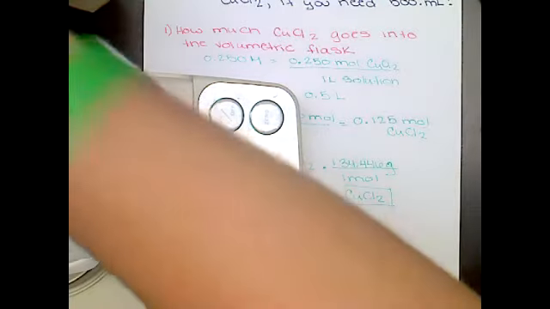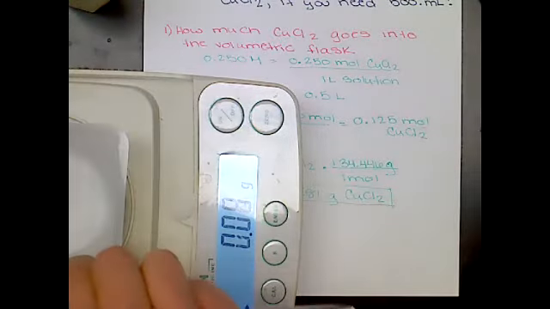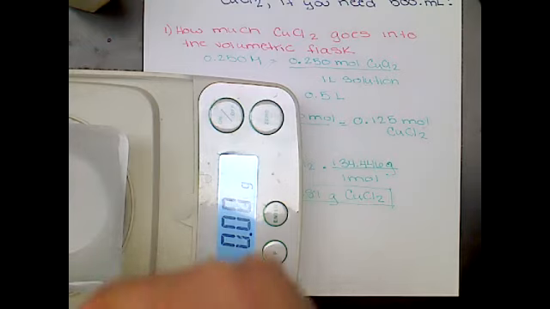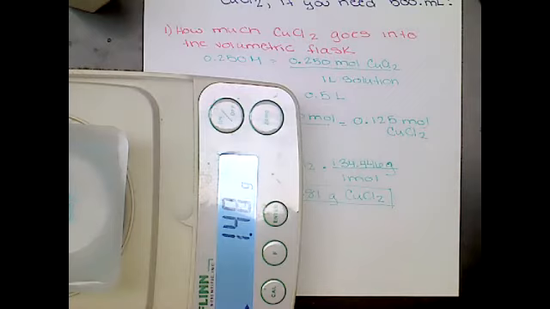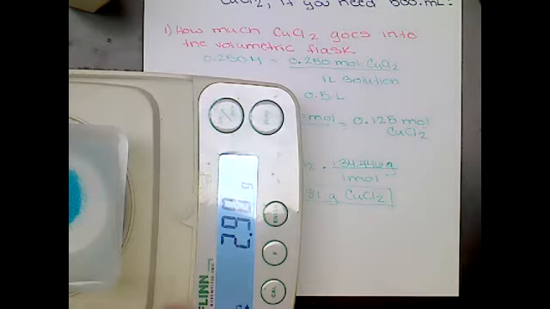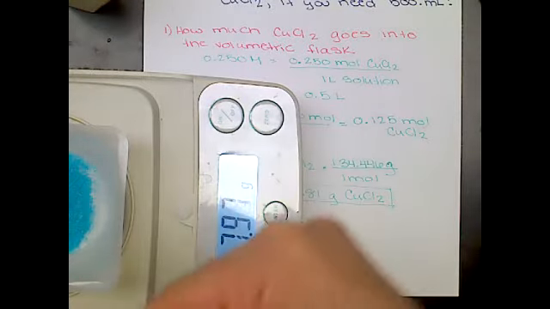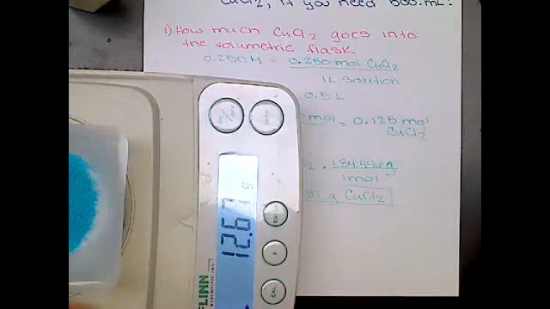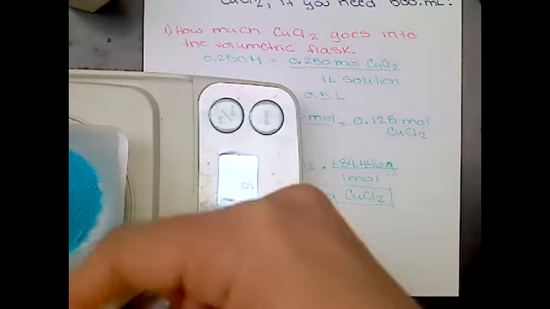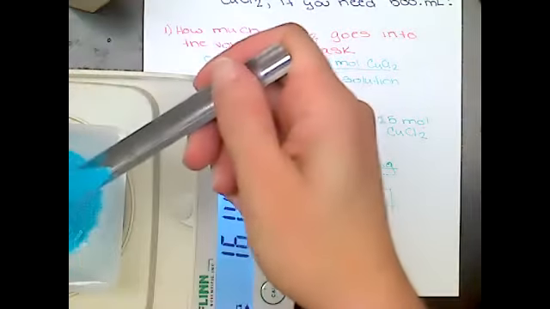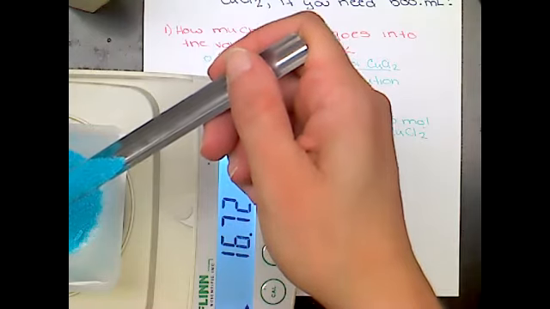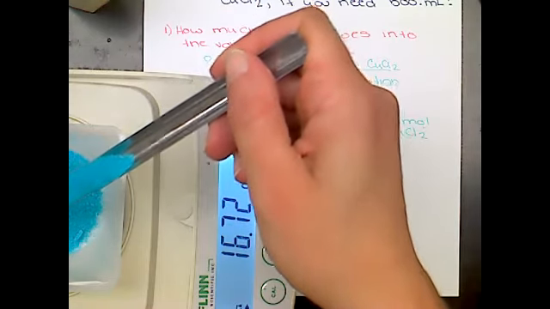Okay, so let's go ahead and start weighing this out. I'm going to start piling it in there. Looks like I'm going to need a lot. I'm at 6.91. I'm using my scoopula. As I get closer, I'm going to try to get smaller and smaller amounts. So I'm at 16.14 and I want 16.81. So I'm going to just kind of tap it in. 7.2. Tap a little bit.